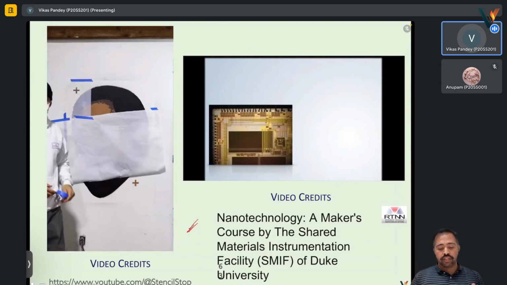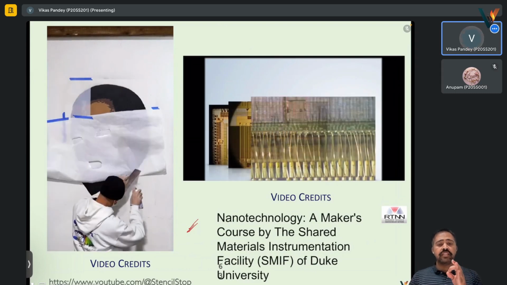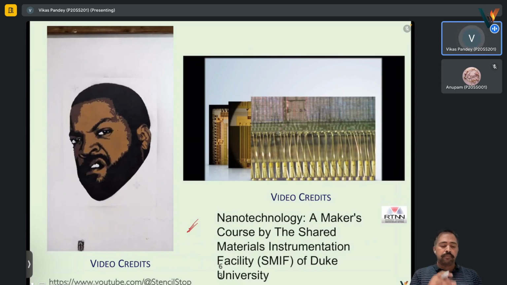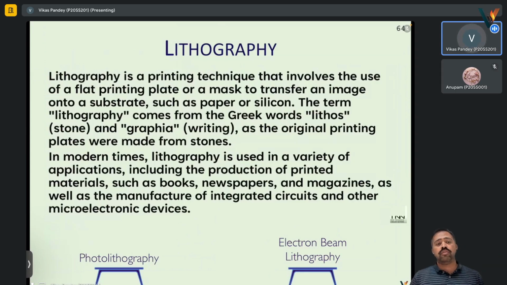Very similarly, if you see these chips where we see different patterns, they have been made in multiple layers, one by one over another. Okay. And this is done using the lithography technique. Lithography generally comes from the word lithos, that means stone, and graphia, that means writing. So it comes from the concept that originally on stone where we have to write something, stencils made of stone only were used, and paint and colors were used to make the pattern, and from where this term lithography comes.